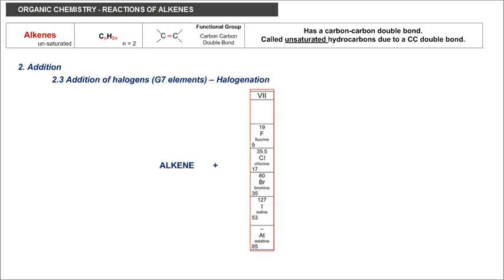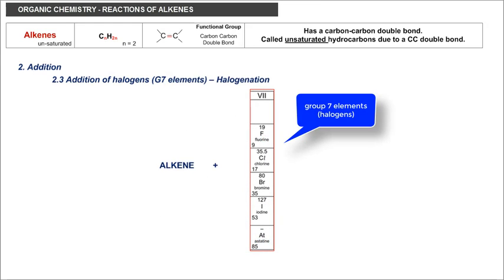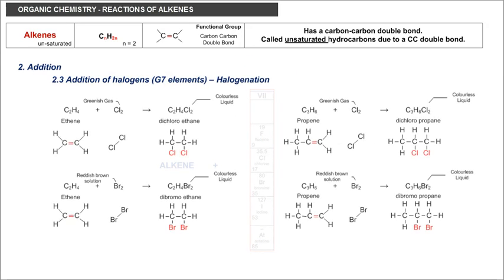The next addition reaction is with the group 7 elements, halogens, and is called halogenation. Consider the reaction between ethene and chlorine, a group 7 element, a halogen. Chlorine is a greenish yellow gas at RTP and is diatomic, that is, it has 2 chlorine atoms per molecule.